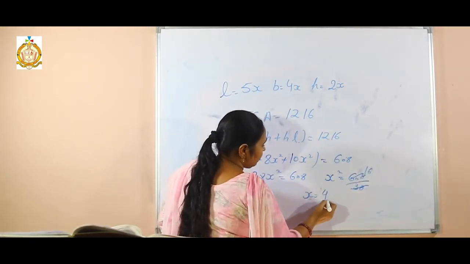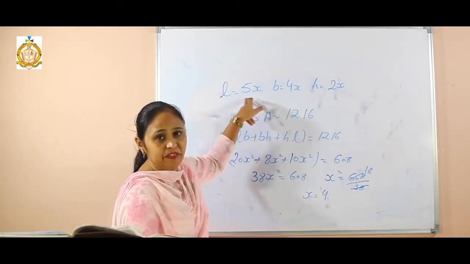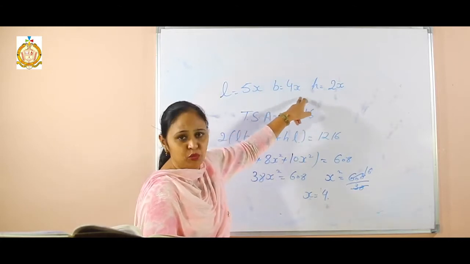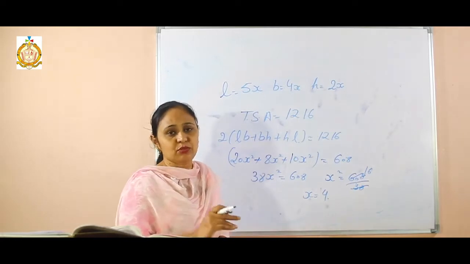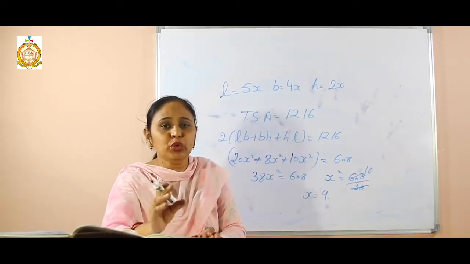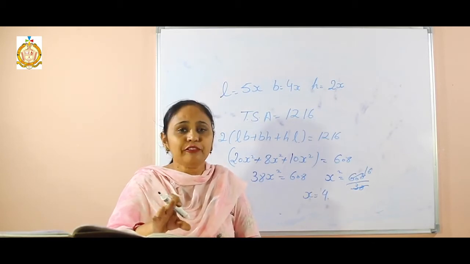And x becomes 4. The value of x is 4. That means length will be 5 multiplied by 4, breadth will be 4 multiplied by 4, and the height will be 2 multiplied by 4. In this way, whichever value is given, we just have to apply that formula. According to that, we can find the value we need.